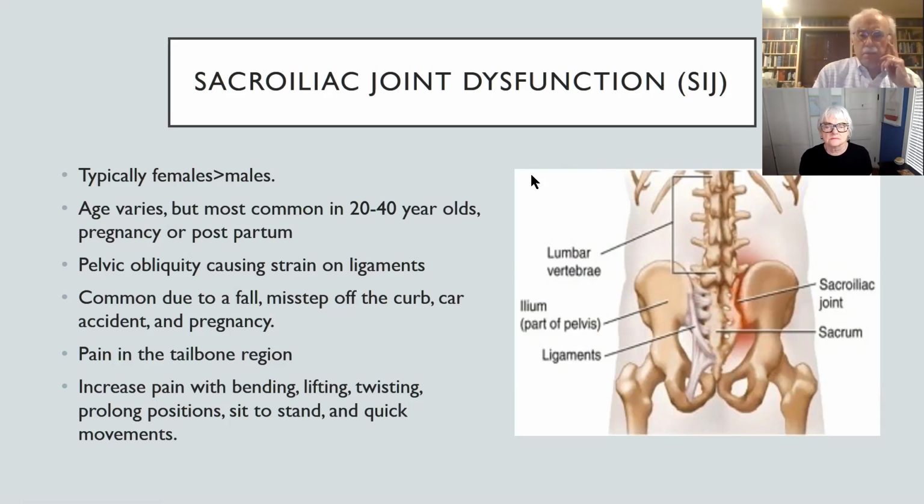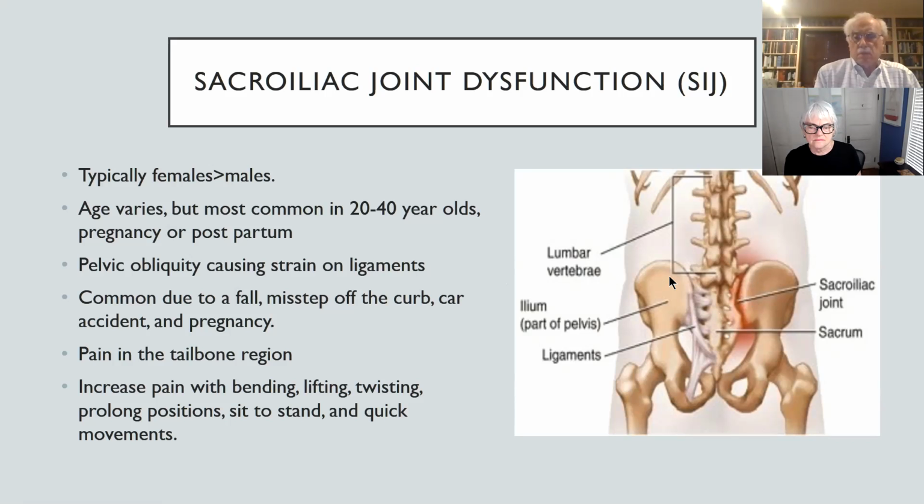So this next one is the SIJ, what we call the sacroiliac joint, which is right at that tailbone region and part of the hips. It's going to be right in this region right here. This typically affects females more than males, usually around 20 to 40-year-olds or people who are pregnant or postpartum, because with pregnancy and postpartum, you get a lot of laxity within these ligaments right here, causing some movement between the tailbone and that hip joint right here.